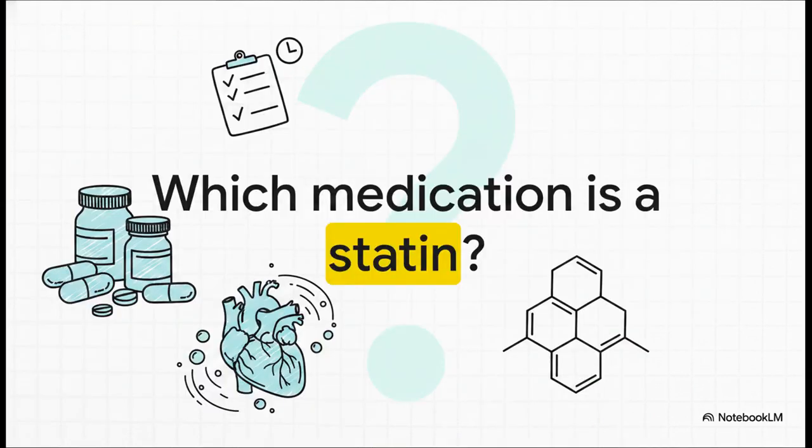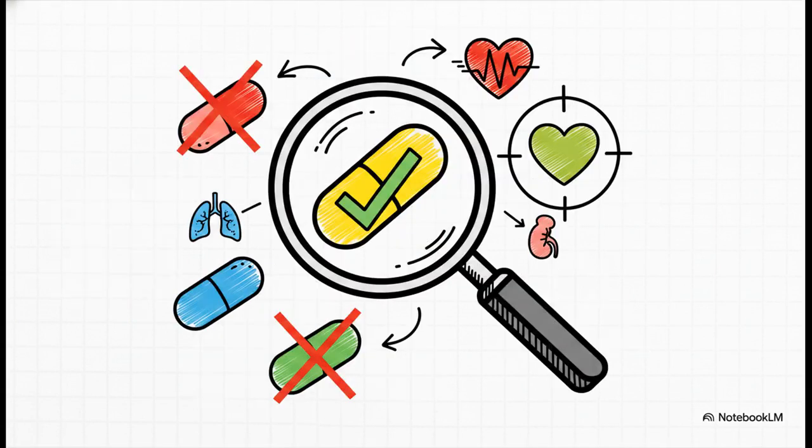Let's hit you with a second mini quiz. This time, we're focusing on identifying the correct class from a mixed list of generic drugs. The question is, a patient is prescribed a statin to manage hyperlipidemia. Which medication belongs to this class? A, metoprolol, B, lisinopril, C, atorvastatin, or D, furosemide? Use your secret language. The correct answer is C, atorvastatin.